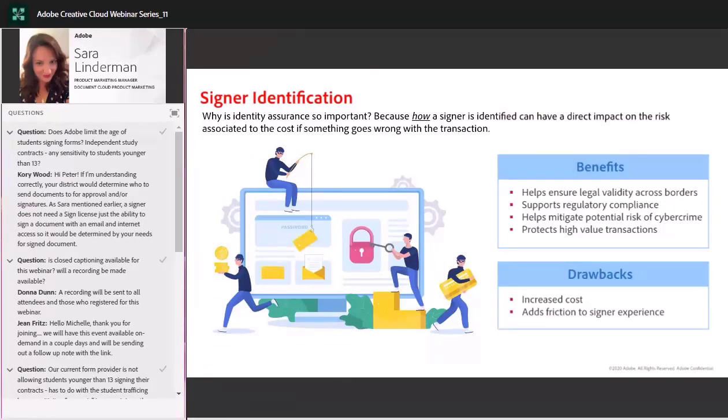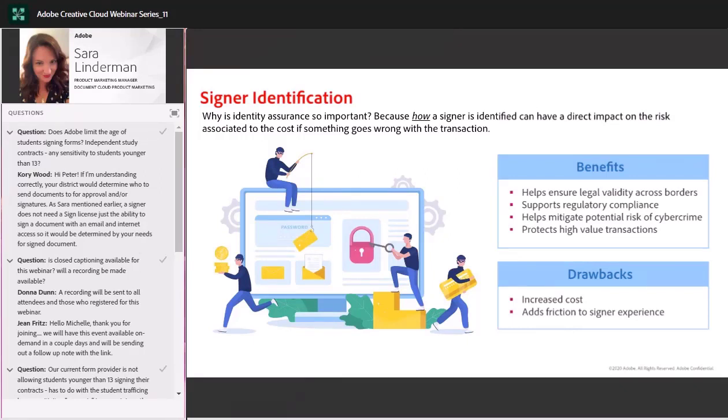A little bit more on signer identification, which is obviously something we've been talking a lot about. Why do we keep talking about it? Why is it so important? Because how a signer is identified really does have a direct impact on many of the risks that are associated with e-signatures. So stronger signer identification methods, that might be those that are used for digital signatures, increase the cost and complexity of each e-signature, but they also add benefit for added legal and security protections.